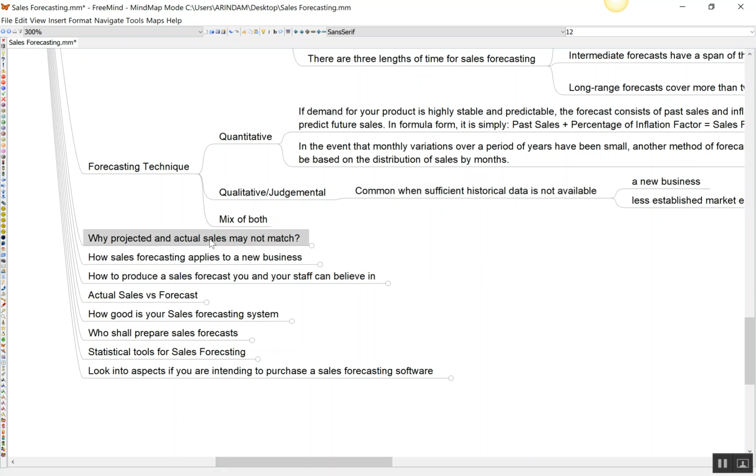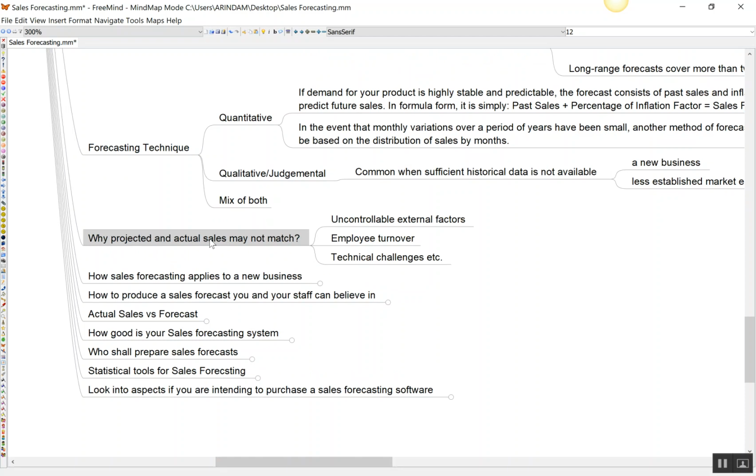So, why projected and actual sales may not match? There are many reasons for that. A few of them are uncontrollable external factors. Suddenly, something sets in which we are not expecting, and that may make this difference come up, or it may be in case of sudden employee turnover or some technical challenges that have set in. These are situations which may lead to the fact where projected and actual sales may not match.